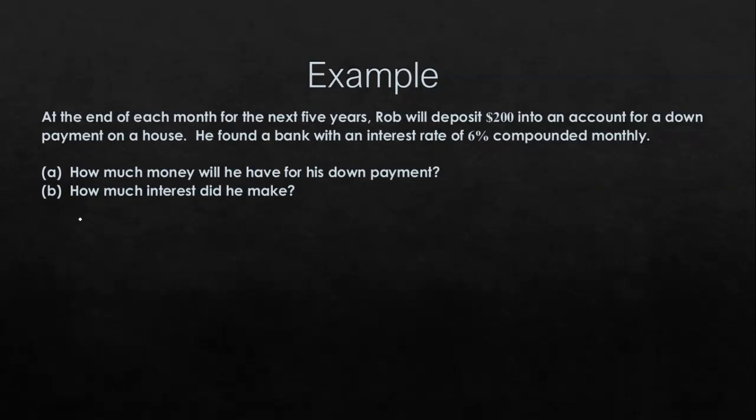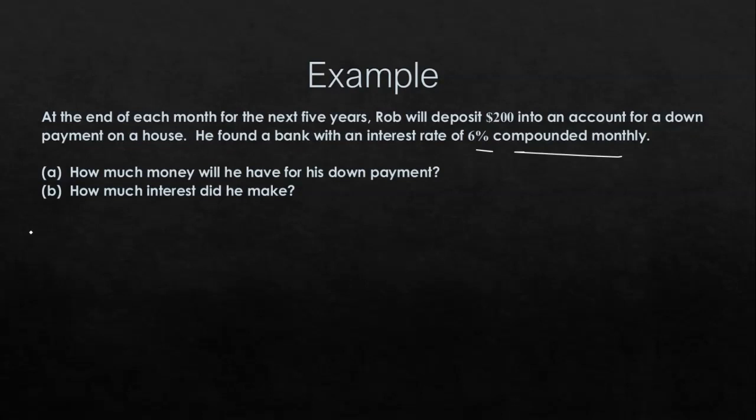So let's use white today. Okay, so at the end of each month for the next 5 years, Rob will deposit $200 into an account for a down payment on a house. So his hope is that he will eventually save up enough money to put a down payment on a house. He found a bank with an interest rate of 6% and it's compounded monthly.